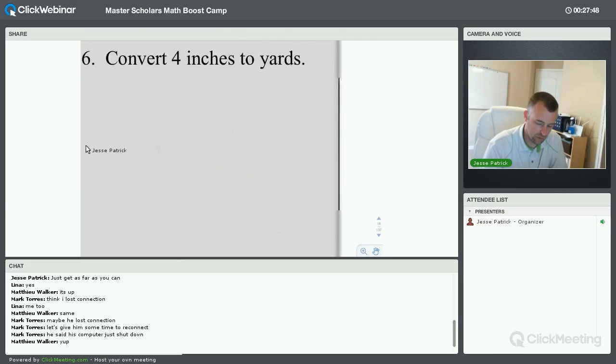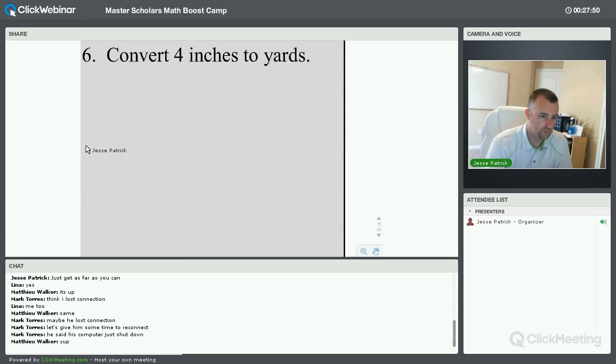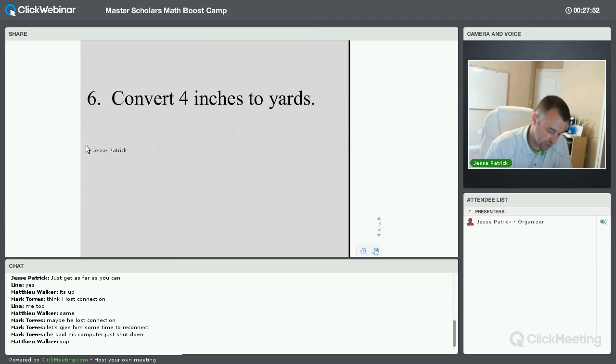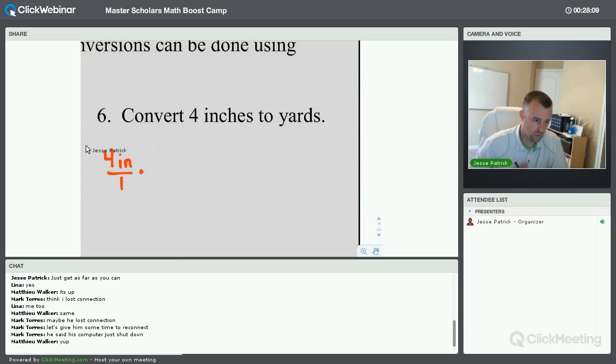So if I'm going to try this one more time, I'm going to do 4 inches to yards. So, first step, I'm going to write 4 inches. And if you want, you can put it over 1. That's fine. I'm going to convert to yards. Now this one, you may not know how many inches are in a yard. So we can do it in 2 steps, and that's okay. It doesn't matter how many things you multiply by.